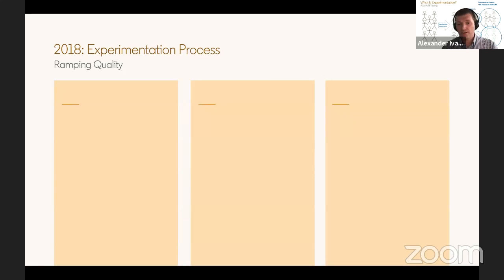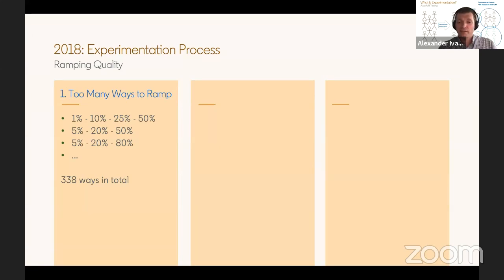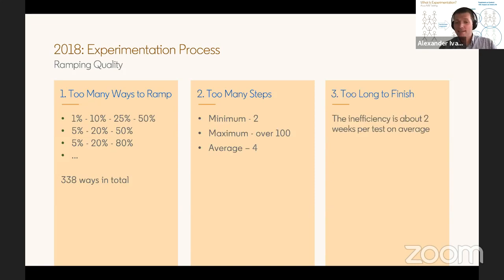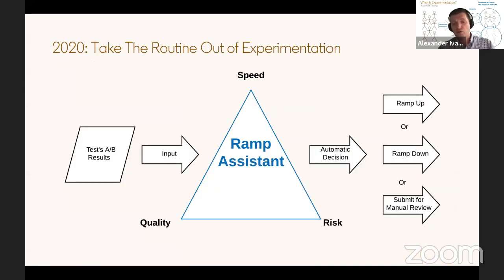In 2018, we also realized that the experimentation process could be improved because there were lots of tedious tasks being done by people, and the people were ramping from 0% to 100% inefficiently. We counted around 338 unique ways to ramp in 2018, and people were taking too many steps, from 2 to 100 steps to ramp a single feature. That looks pretty inefficient, right? And people were spending 2 more weeks on average to ramp a feature than they should have. So that was ripe for improvement.